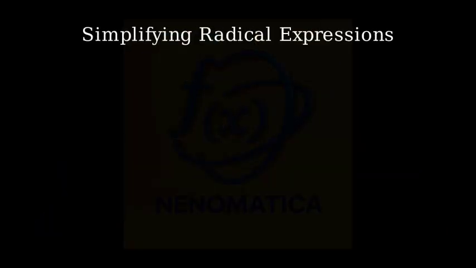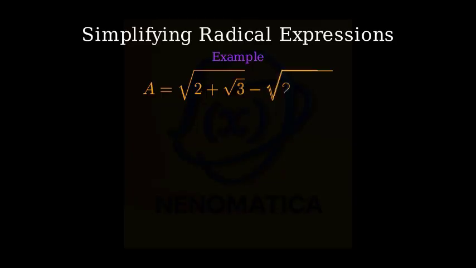In this video, we'll solve a mathematical expression involving square roots. Let's look at the following example. We need to find the result of the expression √(2 + √3) − √(2 − √3). Let's call this expression a. So a = √(2 + √3) − √(2 − √3).